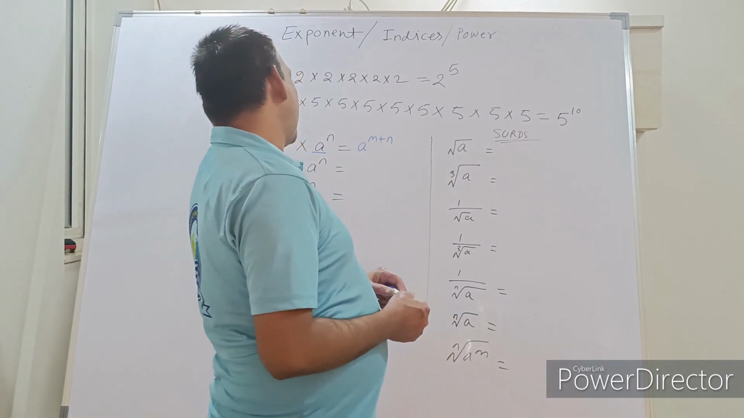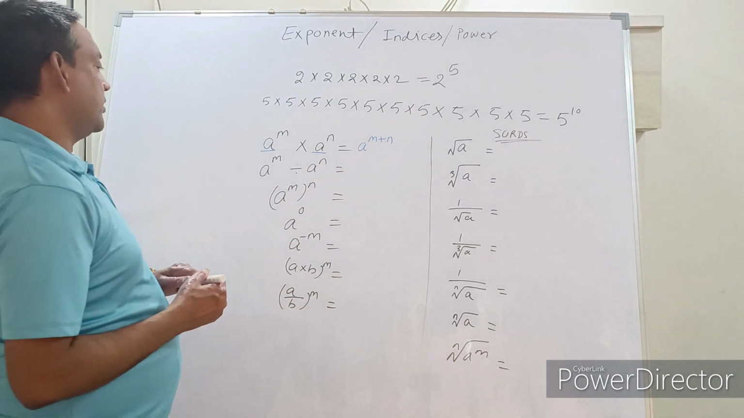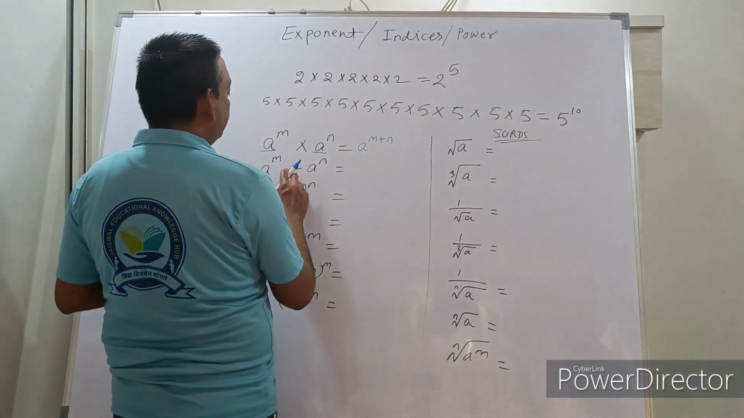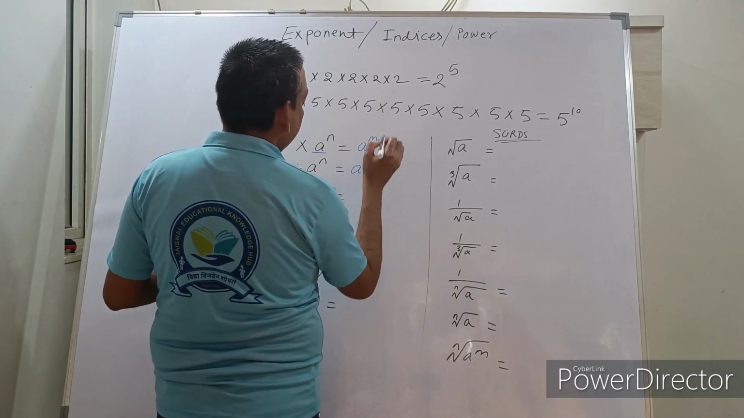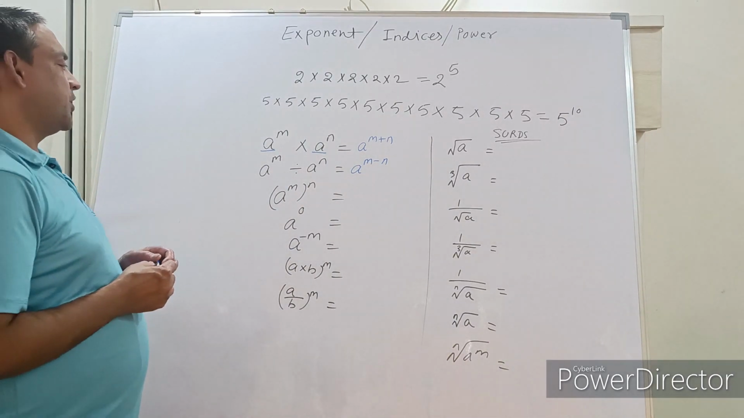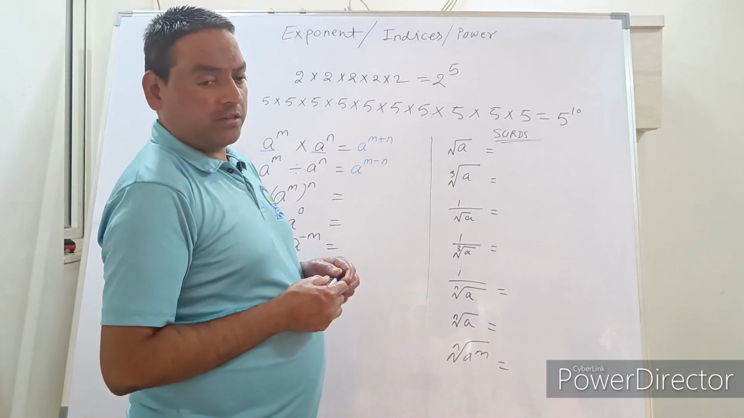Whenever both the bases are same and multiplication is given, we have to add the power. Same way, whenever both the bases are same and division is given, we'll subtract the power. Clear? A raised to m plus n, then if division is given, a raised to m minus n.